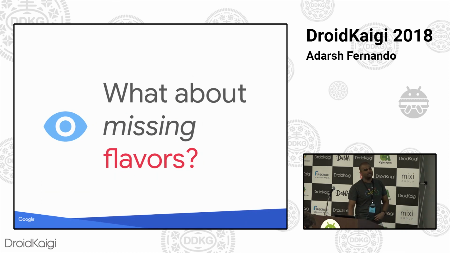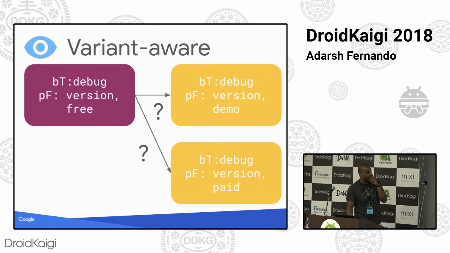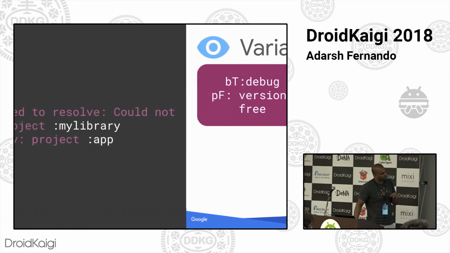But what about missing flavors? What if your app is missing flavors that the dependency configures? So let's take a look here. So we have debug and we have version free, and both the app and the library dependencies configure the version flavor dimension, but there's no free. Instead, they're using demo, right? So now at this point, the plugin doesn't really know which one to pick. Do I pick demo or paid? But we have a solution for that.